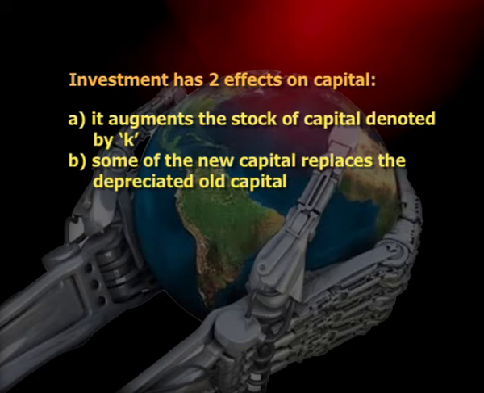B, some of the new capital replaces the depreciated old capital. Let us remember now that capital assets, which in a way are factors of production, can be used in the process of production and income generation for a long period of time. But as they are used, they depreciate. In other words, their capacity to generate incomes reduces. Hence, a nation must keep on generating new capital in order to maintain and raise the GDP growth rate.